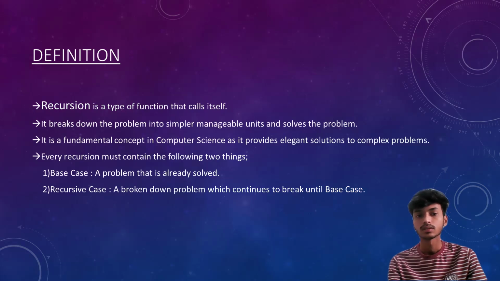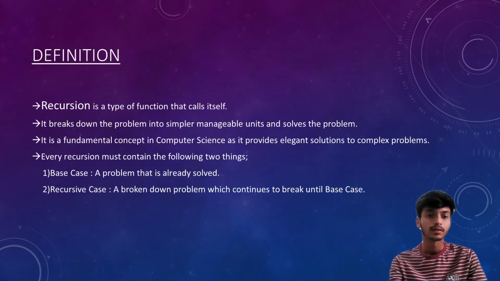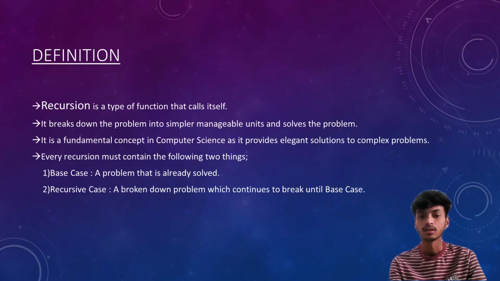Every recursion must contain the following two things. First is a base case. A base case is a problem that is already solved, one that does not need any further condition. The second important thing is the recursive case. The recursive case means the function calling itself: a broken-down problem which continues to break down until the base case. According to the conditions, it calls itself and repeats until the base case is reached.